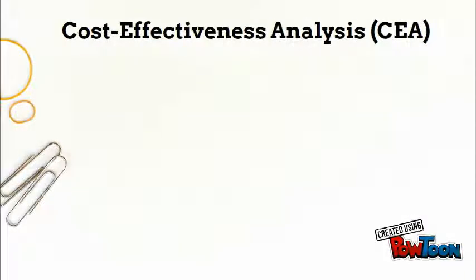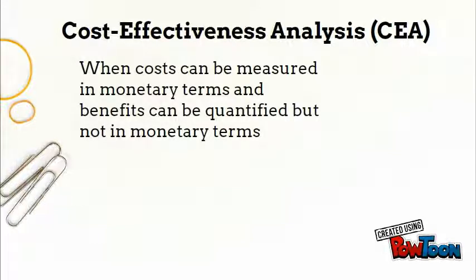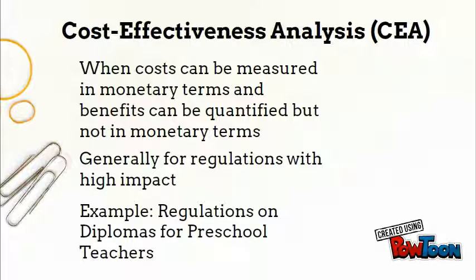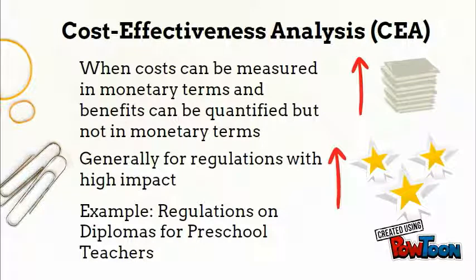Cost-effectiveness analysis is used when costs can be measured in monetary terms and when benefits can be quantified but not in monetary terms. For an example of regulations requiring all preschool teachers to complete a standard diploma, it would measure costs like the fees for training and benefits which can be quantified but not monetized, such as the improvement in performance. Although we could take steps to quantify these improvements in monetary terms, doing so will take cost and effort that is out of proportion to the exercise.